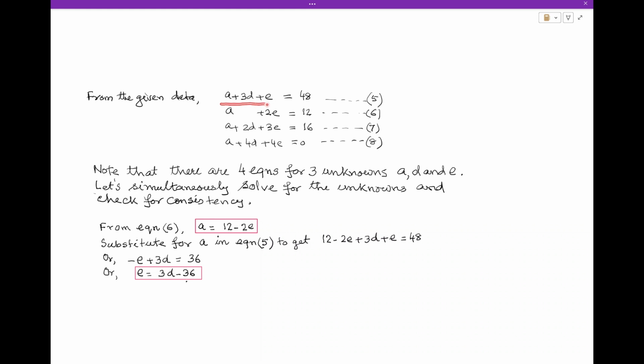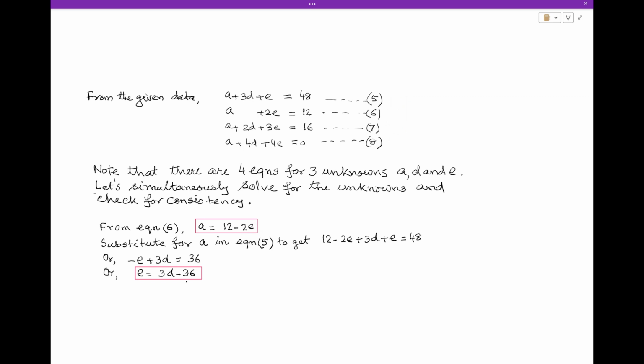One equation would be A plus 3D plus E is equal to 48. Another equation will be A plus 2E is equal to 12. Third equation will be A plus 2D plus 3E is equal to 16. And the last equation would be A plus 4D plus 4E is equal to 0. Let us call these four simultaneous equations as 5, 6, 7, and 8 respectively.